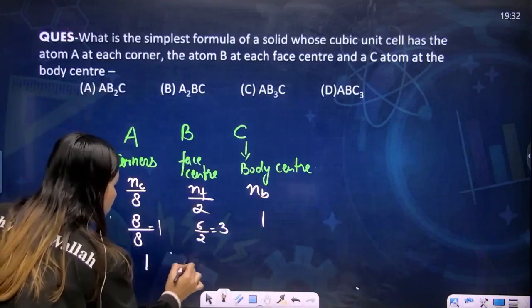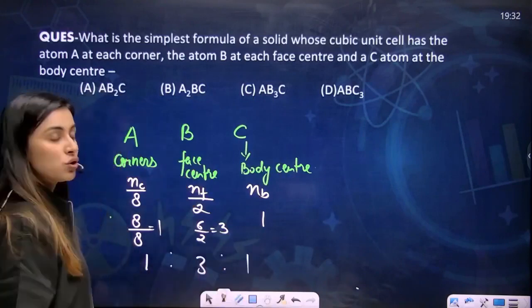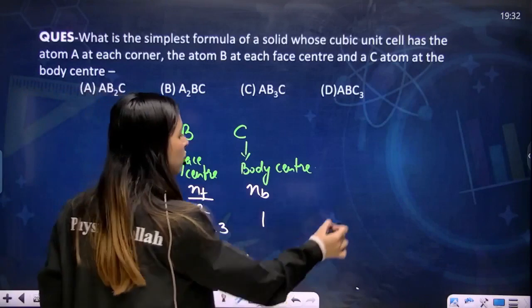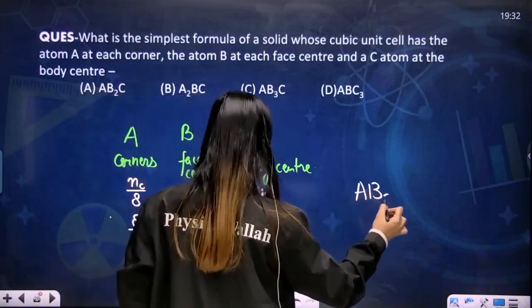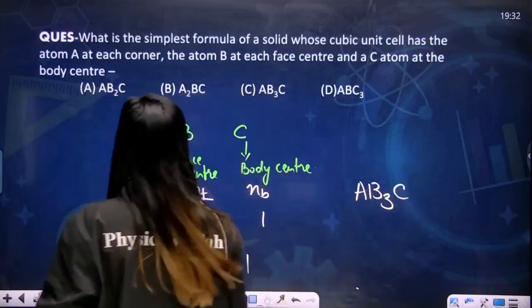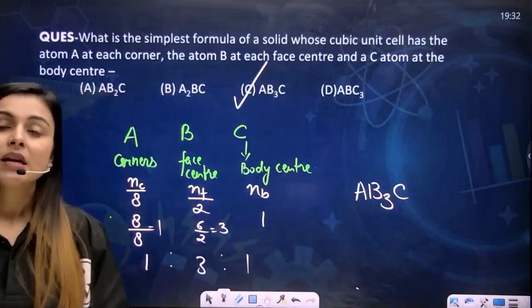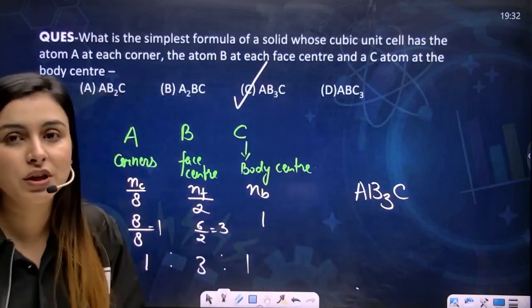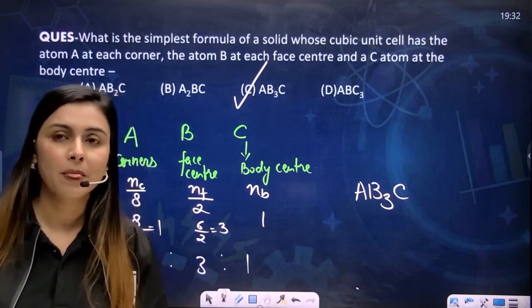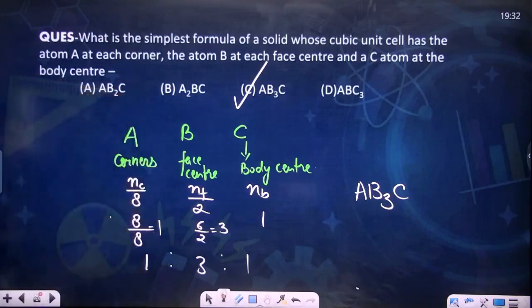It is 1:3:1. So you know what is the formula? The formula is AB3C, so AB3C, that is option A. C is your correct answer. This is how you solve these particular types of questions. I hope you're clear with this. Please pause the video, write it down, and then we'll move forward.